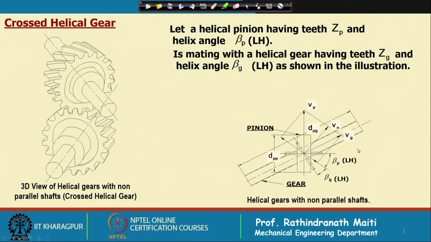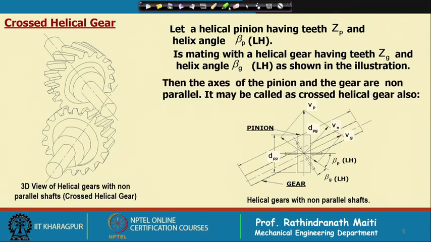Now, if you look into the right hand side figure, that is the geometric view of that, in that figure it is shown the pinion at the top. So, this is the pinion, and this is the pinion shaft, okay? And it is having the helix angle beta P left hand of this much, okay? You have to recognize that this teeth, whatever the missing teeth is shown at the bottom, if we consider at the top, it is in this direction. So, that will be left hand. That visualization, that understanding should be very clear.